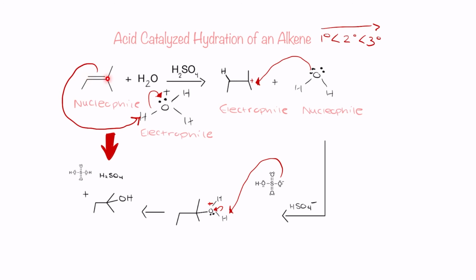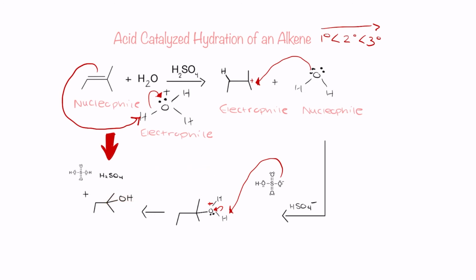So this carbon is going to be more substituted because it has more alkyl carbon groups. So we're going to throw the alcohol group over here. And that's going to form something called our Markovnikov product. And that just means that the alcohol group is forming on that more substituted carbon.